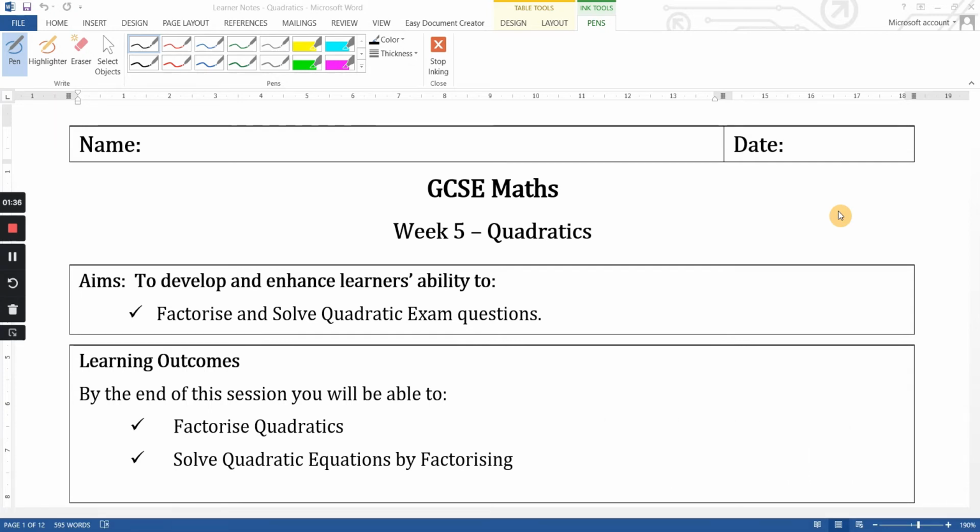So let's make a start on this one. Hopefully by the end of the lesson you'll be able to factorize quadratics and solve quadratic equations by factorizing.